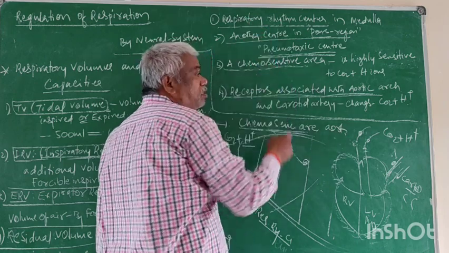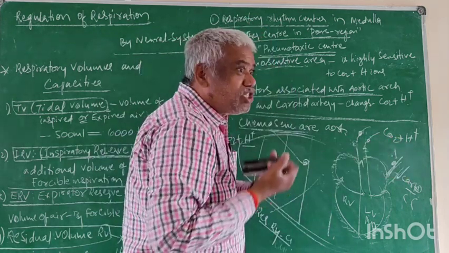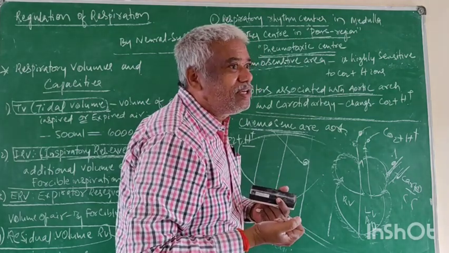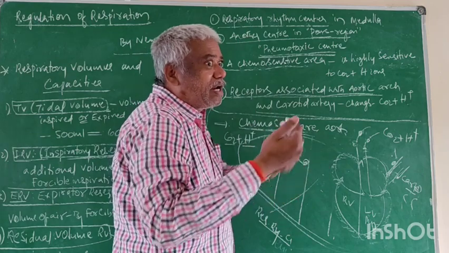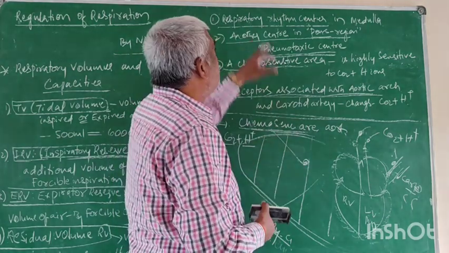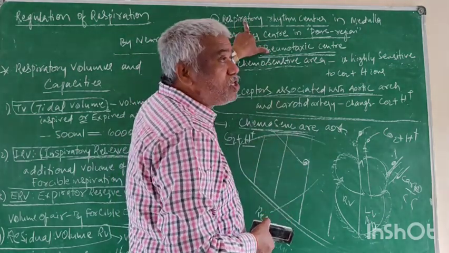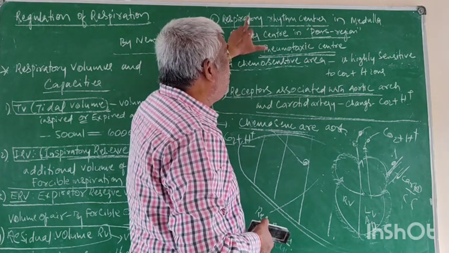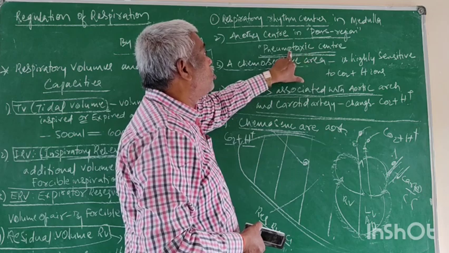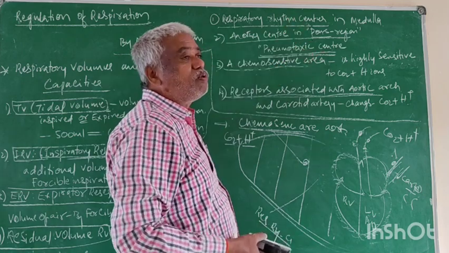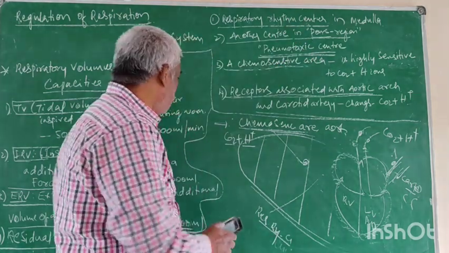The respiratory rhythm center receives messages from these two and, according to the message, modulates. This is the main function. But another center controls it, that is the pneumotaxic center. Now this is about the regulation. Next one.